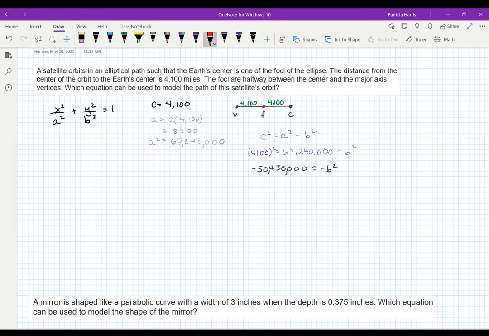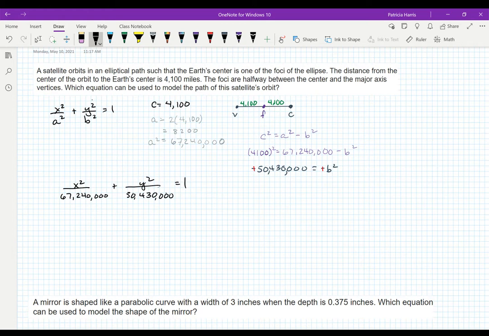Well, the negatives will cancel. So now I have my b squared. So now you actually have a possible equation of your elliptical orbit. X squared over 67,240,000 plus y squared over 50,430,000 equals 1. Okay, that wasn't too bad, but it's really important to read your problem and to understand what's going on.